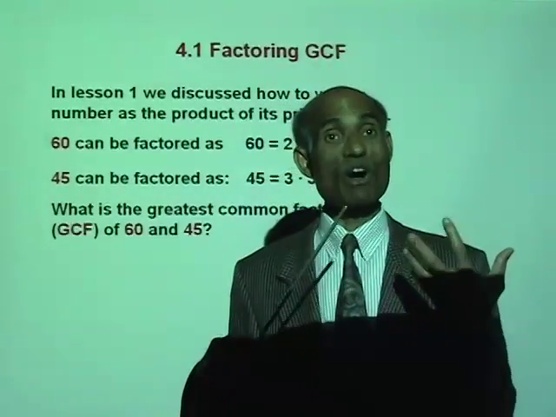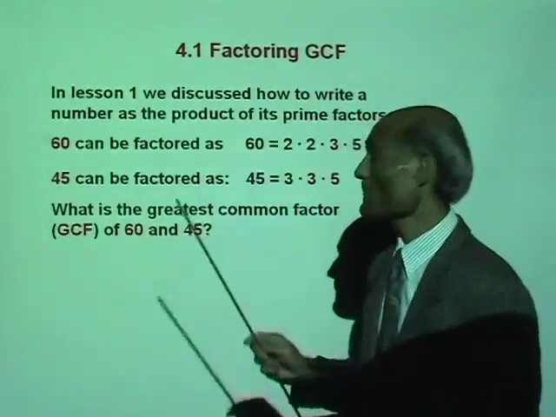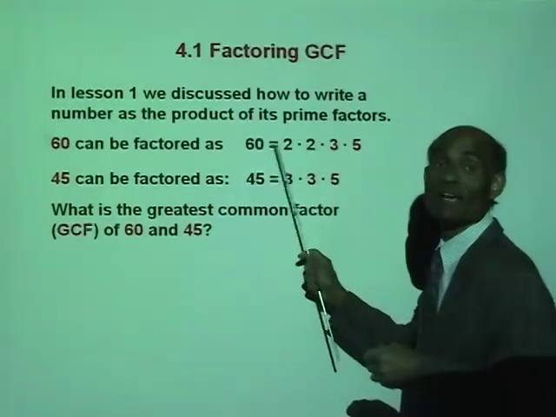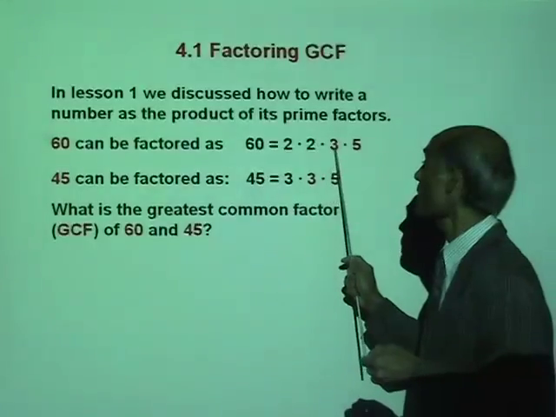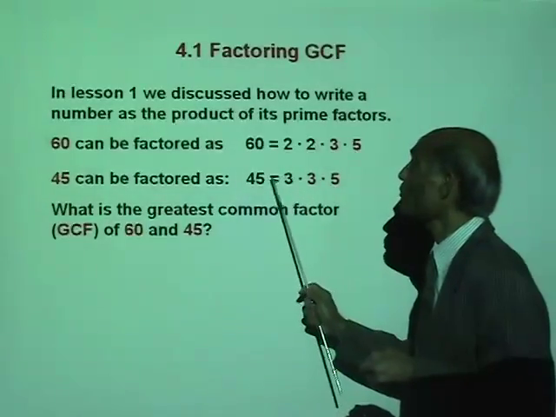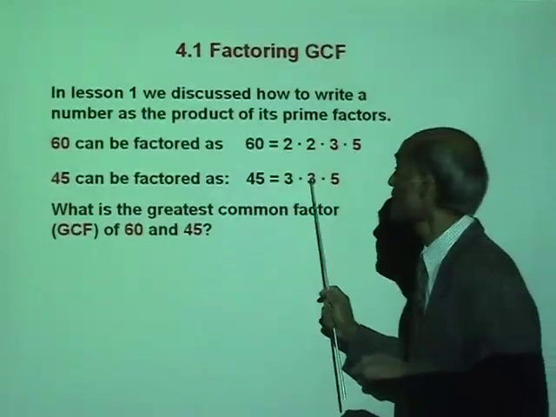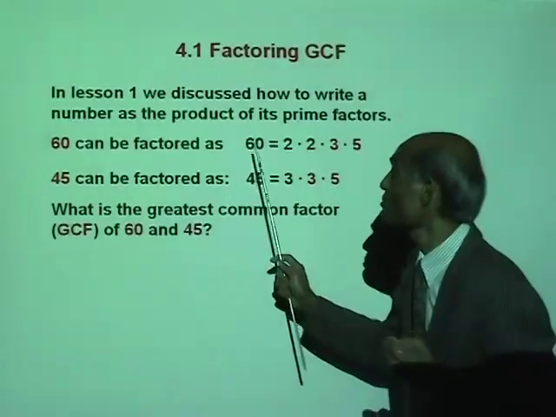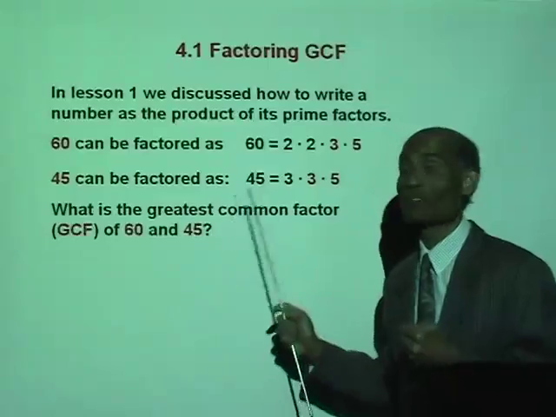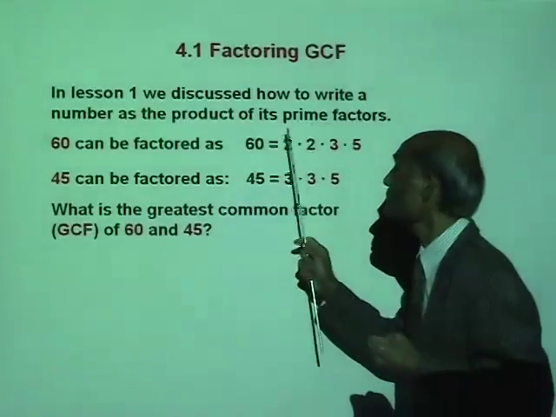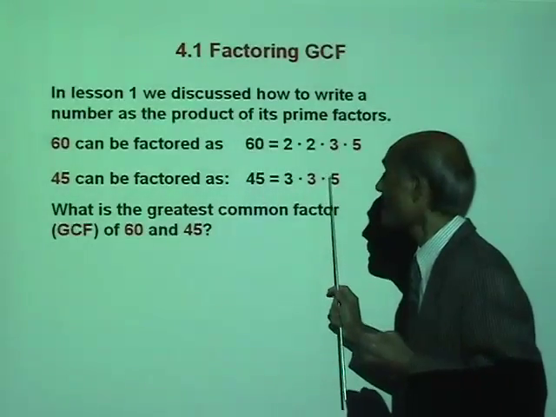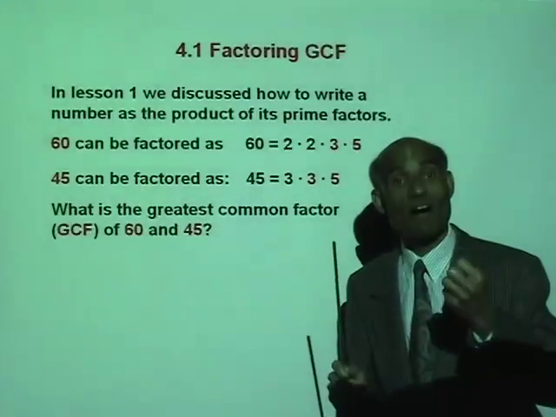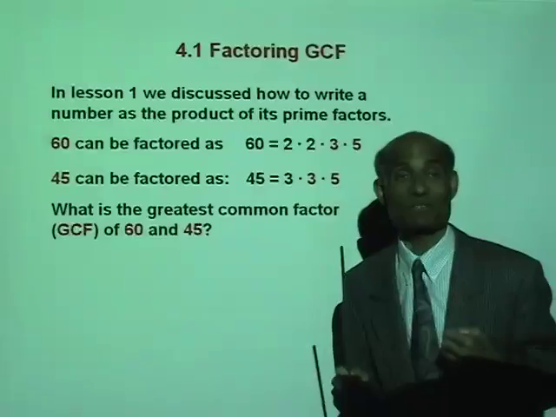What is the meaning of a common factor? Look at this. You have a 3. 3 is a factor of 60. 3 is also a factor of 45. Therefore, 3 is a common factor between 60 and 45. 5 is a factor of 60. 5 is also a factor of 45. Therefore, 5 is a common factor.